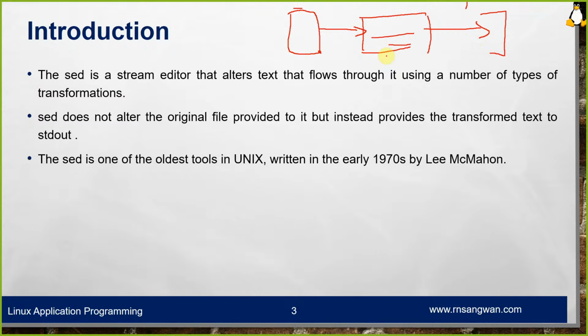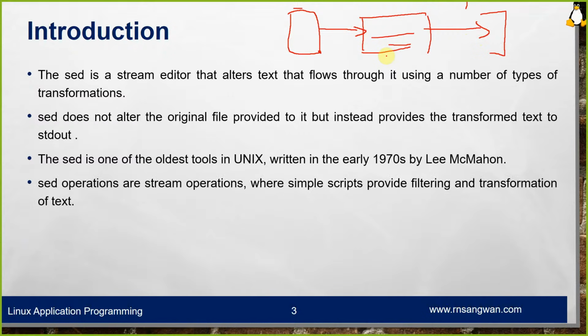SED is one of the oldest tools in UNIX, written in the early 70s by Lee McMahon. What a name. SED operations are stream operations where simple scripts provide filtering and transformation of the text. Quite logically, whatever comes to this editor, we apply the filter criteria to select those lines which match, apply the transformation on them, and the transformed text is sent to the output. In between, there's something more which can happen here, and that's what we are going to discuss: what the staging area is and what this area offers.